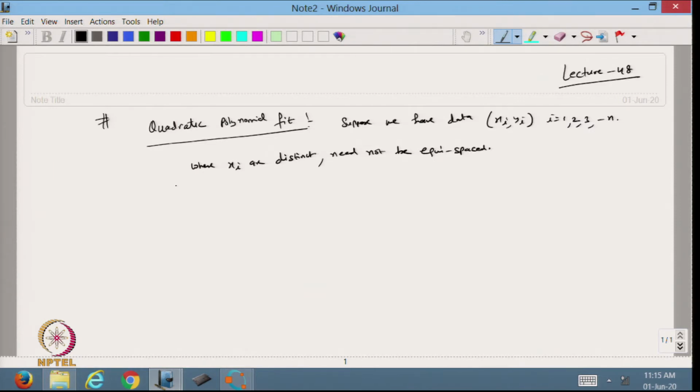So what I want to do is apply the quadratic polynomial fit, or the parabola fit. I can call it parabola curve fit, and it can be written as y equal to a plus bx plus cx square. So this is the quadratic polynomial I am fitting, and I want to find the values of a, b and c. This is equation number 1.